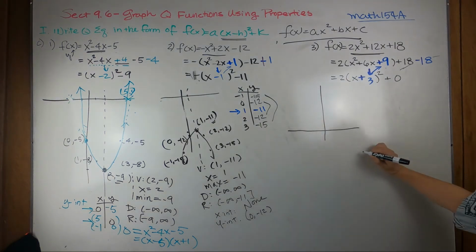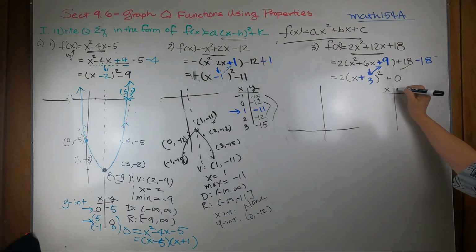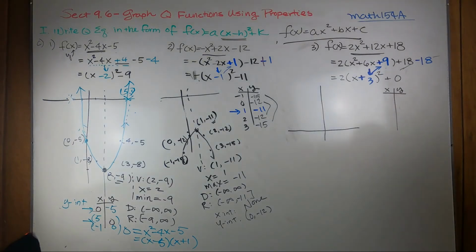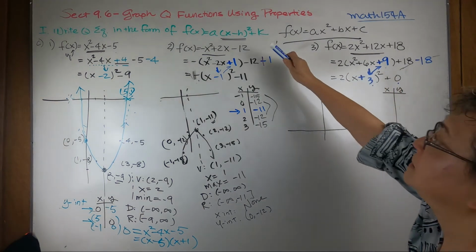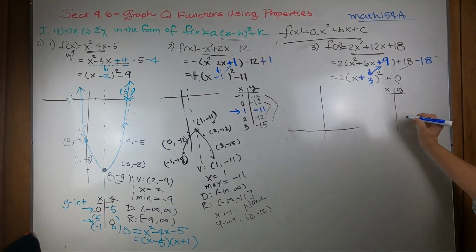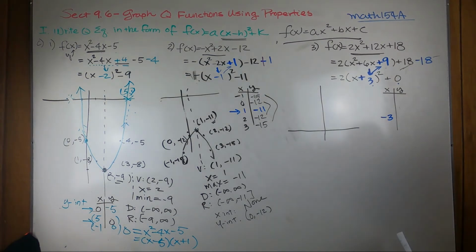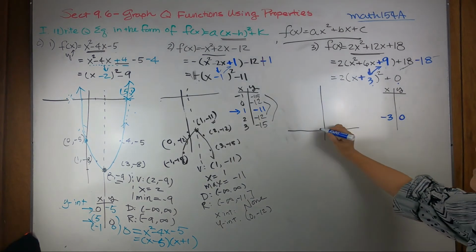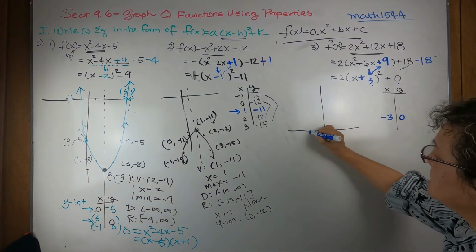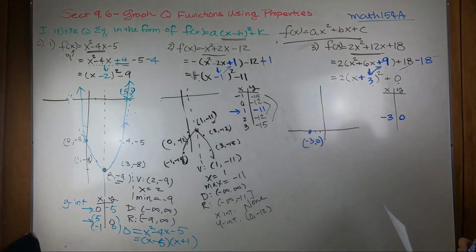So where's your vertex? So you do x and y. What do you put in the middle? That's your h, that's your k, right? hk. So that will be, x is opposite. So it's a negative 3 and y will be 0. You plug in. So negative 3 and 0 would be your vertex, right?